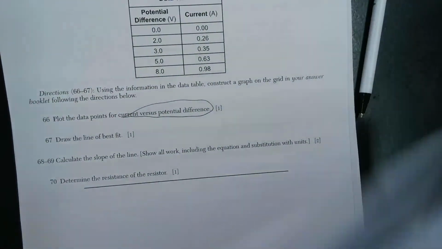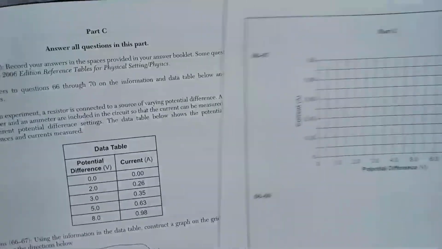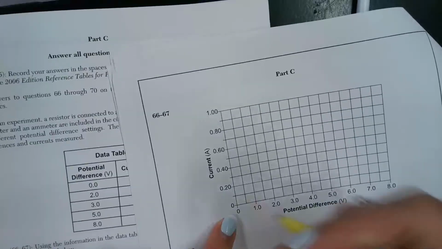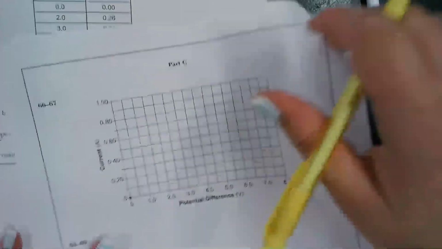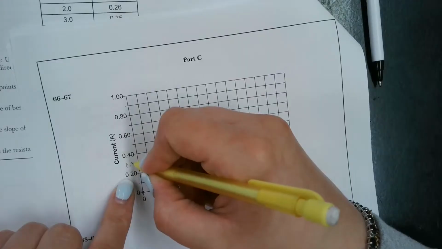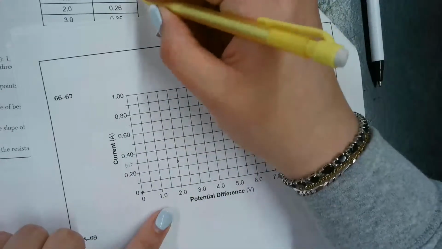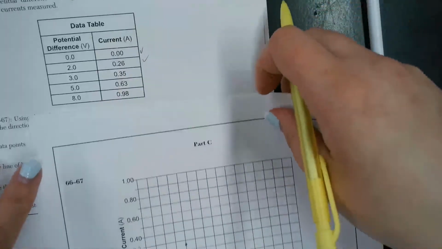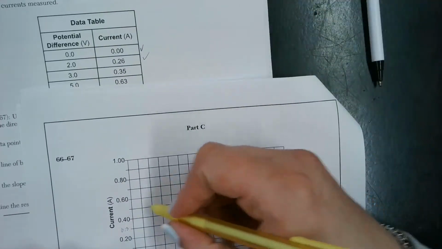Great. So I go to my handy dandy table, and where's my pencil at? Oh, there it is. And I'm literally going, okay, at 0, I'm here. All right, at potential difference of 2, I have 0.26 amps. So this will be 0.3. So I'll be somewhere over here. Okay, good. At 3 volts, I'm going to be at 0.35.